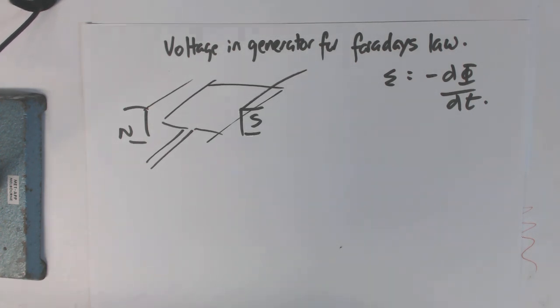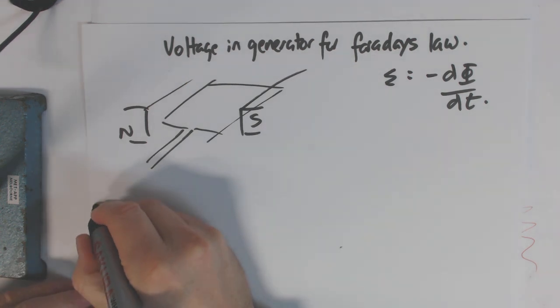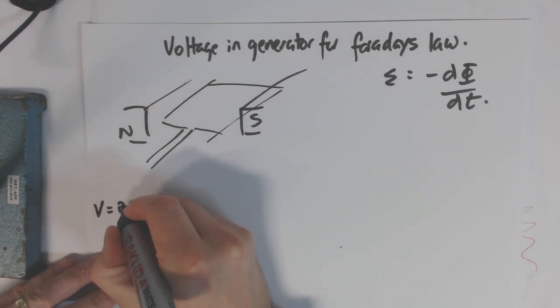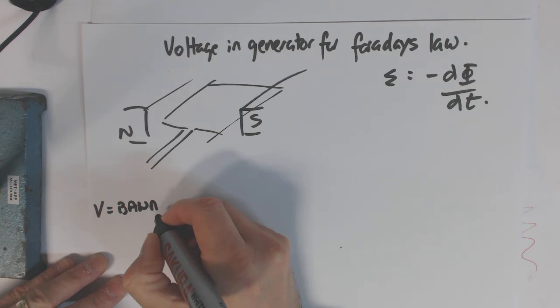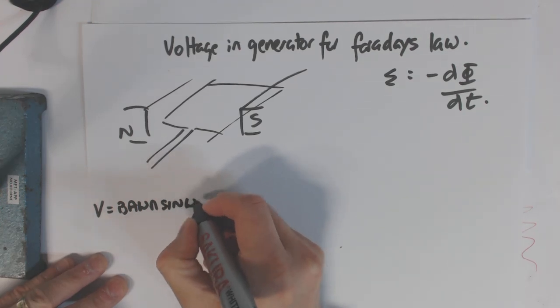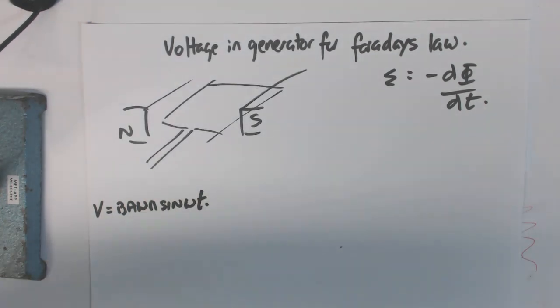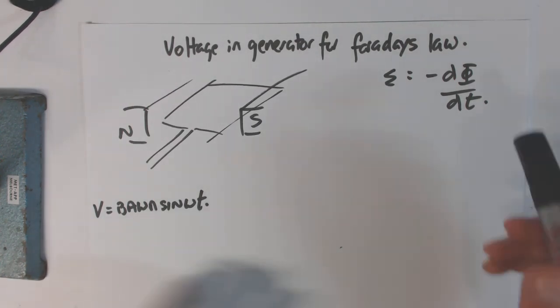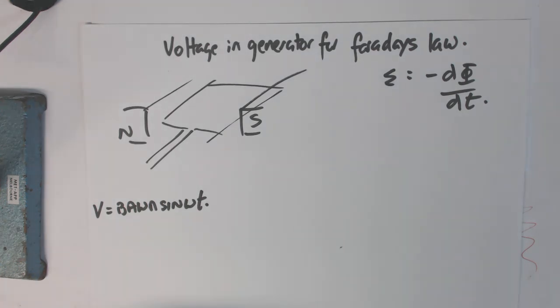Just using the Lorentz force law, we did V equals BLV, and we were able to calculate a formula which went like this: V equals B, and then sine omega t. So that was cool. Now what we're going to do is show that this can be worked out using Faraday's law and the rate of change of flux. They're really the same thing, just different ways of looking at it.